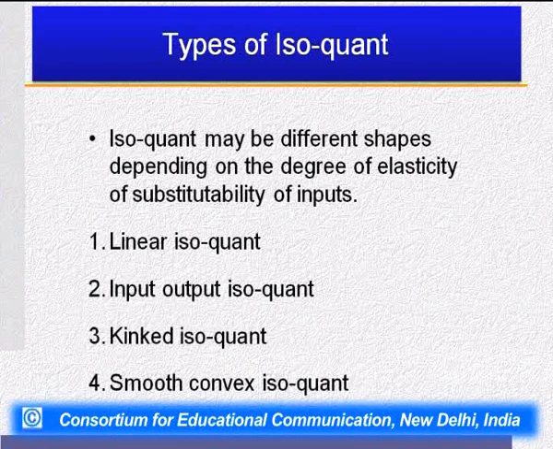Now, types of isoquant. How many types of isoquant are there? Isoquants may have different shapes depending on the degree of substitutability of inputs. The first one is the linear isoquant, the second is the input-output isoquant, the third is the kinked isoquant, and the fourth is the smooth convex isoquant. First, we will take the linear isoquant and see how it is shaped according to the degree of substitutability.